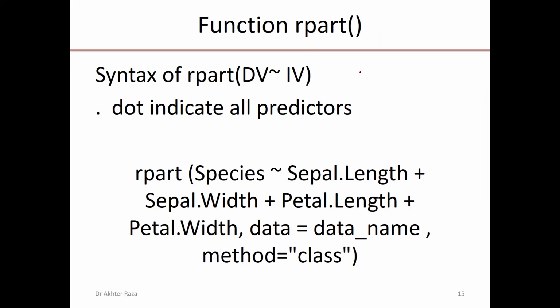Now the syntax of another model is rpart. Up to now I was using the model C5.0. This was one algorithm, and rpart is another algorithm. So these are the 2 algorithms. rpart stands for regression; this is the regression tree.